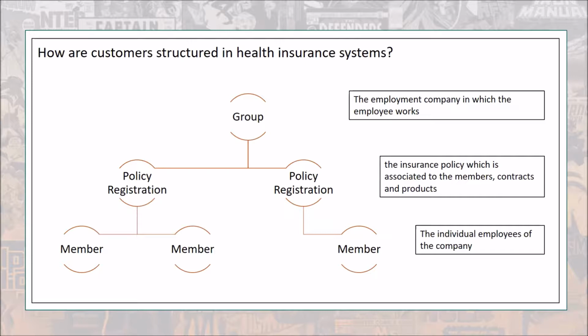Well, you have a group, policy registrations and members. So a group would be the company that you work for. A policy registration is effectively like an identifier of your relationship, of your registration with that company, and then members are entered onto policy registrations. So that's the individual customer.